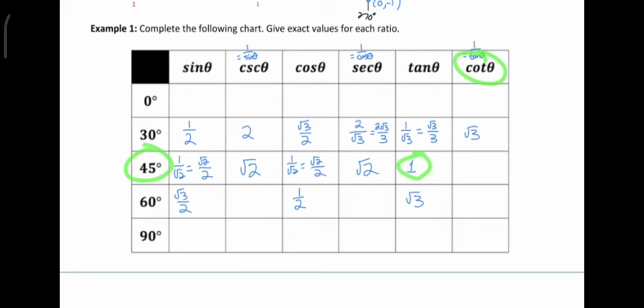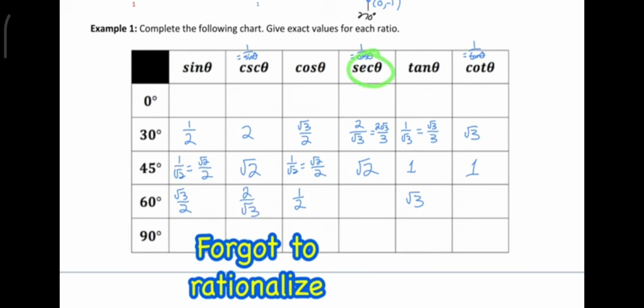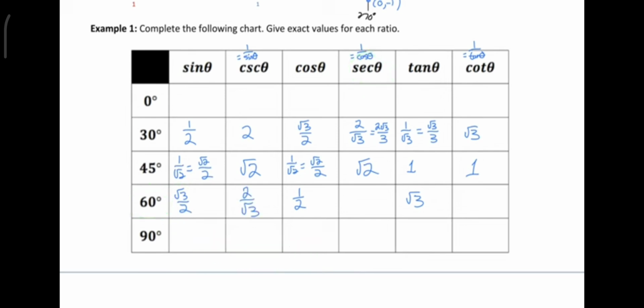I do the reciprocal of the tan ratio for 45, so I do 1 over 1, which is 1. Cosecant of 60, I do 1 over the sine ratio for 60, which flips it, and it becomes 2 over root 3. Secant for 60, I do 1 over the cosine of 60 ratio, so 1 over a half, which becomes 2. And then lastly, cotangent of 60, I do the reciprocal of the tan 60 ratio, so I do 1 over root 3, which when rationalized becomes root 3 over 3.